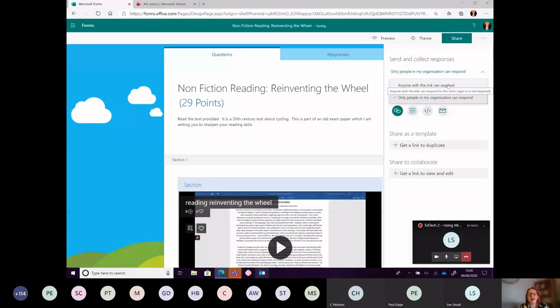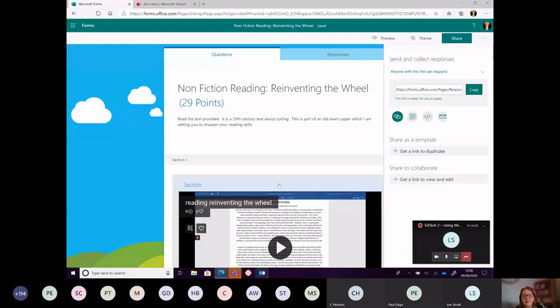If you're wanting to share a Microsoft form with anybody else, sometimes we share them out for pupils to gather parents' feedback, you'd want anyone with this link can respond. You can send it as a link, a QR code, or via email. You can also share as a template. If you're wanting to work with somebody else within a different department or within the same department or within school, you can get a link to collaborate so other people can edit it as they're going along. Or if you want to share it and somebody else wants to amend it for their classes, for example, you can get a link to duplicate.